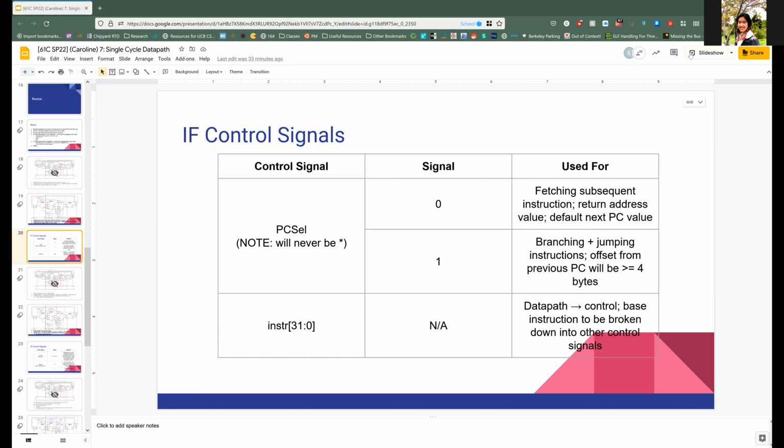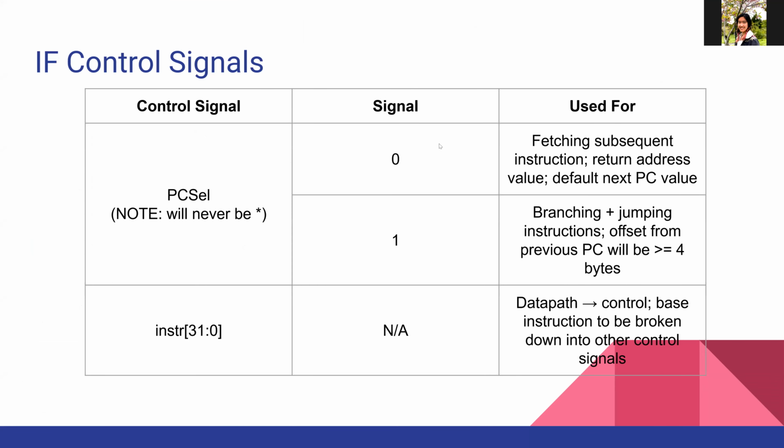Okay, there we go. So yeah, if we have 0, then it's going to get the next instruction. So typically this is going to be a return address value, or it's going to be the default next PC value, because it's the next instruction that we're trying to execute. And then if it's 1, it's used for typically jumping or branching instructions, because our next instruction typically isn't going to be the one that's next in memory. So this is usually when the PC will be plus offset, greater than or equal to 4 bytes.